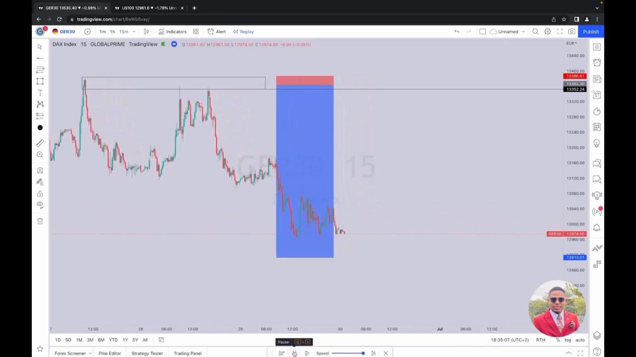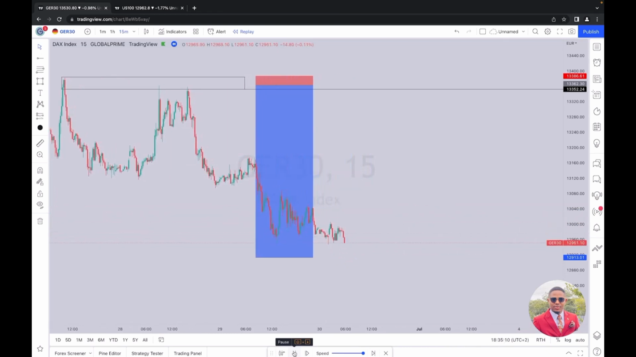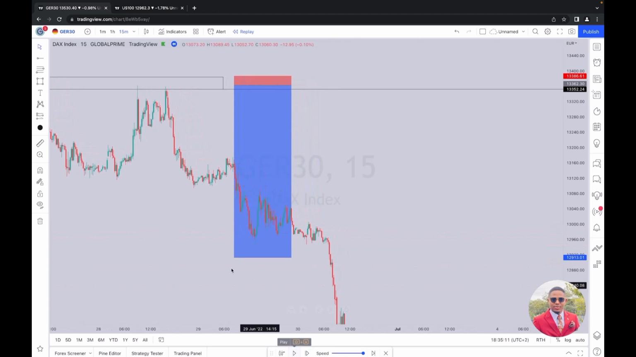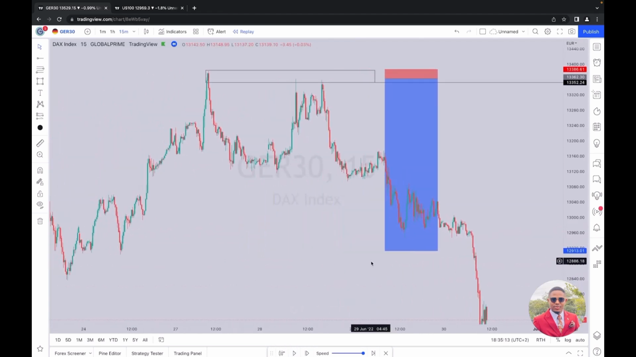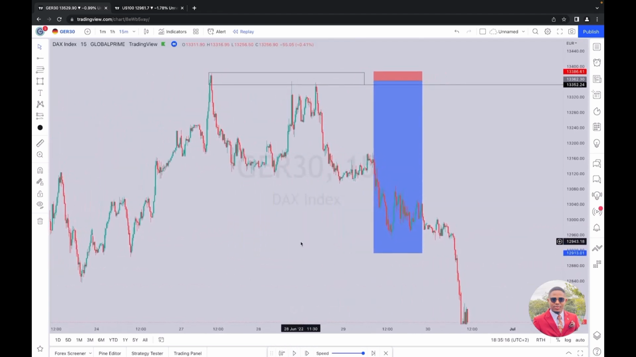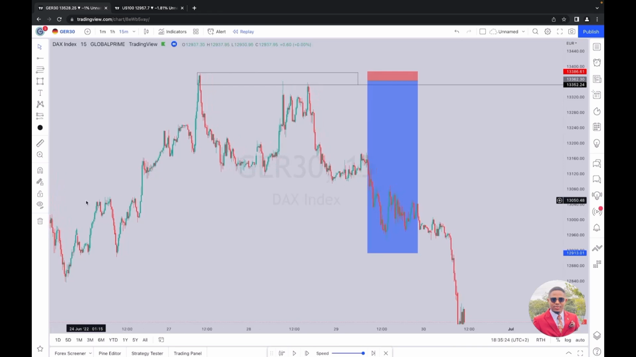TP has to be hit. TP has been hit. So you can see as perfect as that. That's how we do it. Okay, guys, so now this is how we find order blocks in a sell opportunity every time when you're looking for selling opportunity.